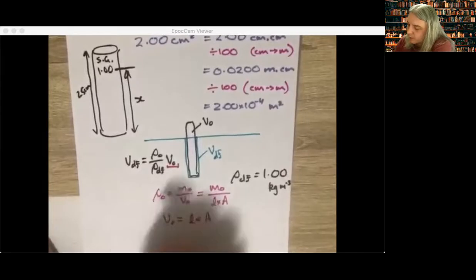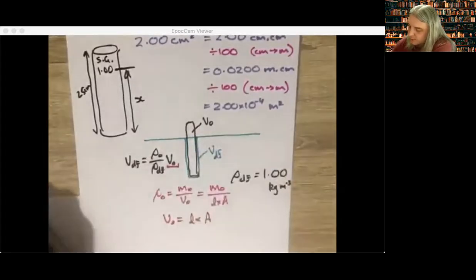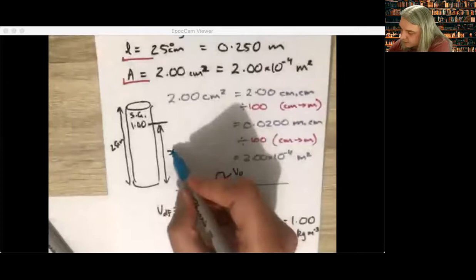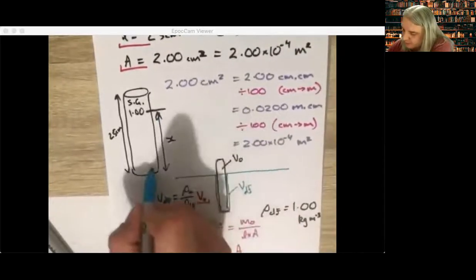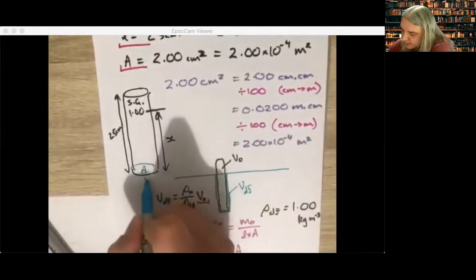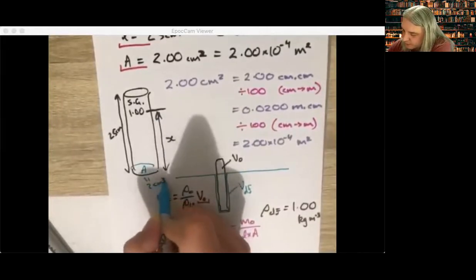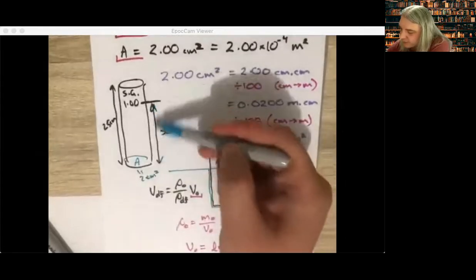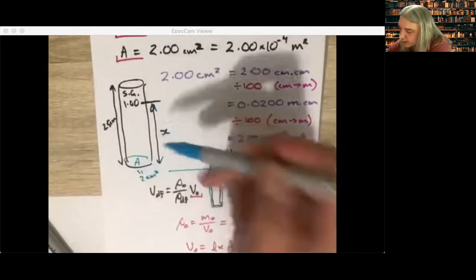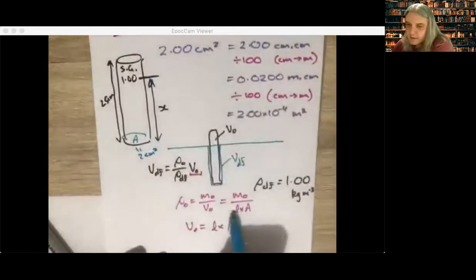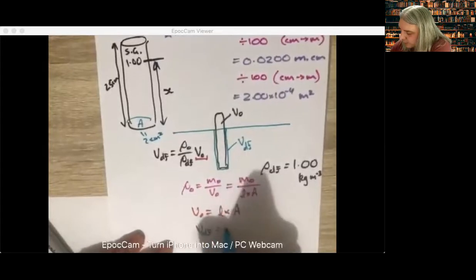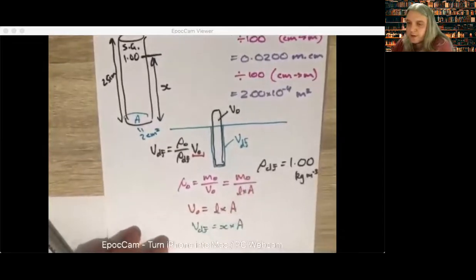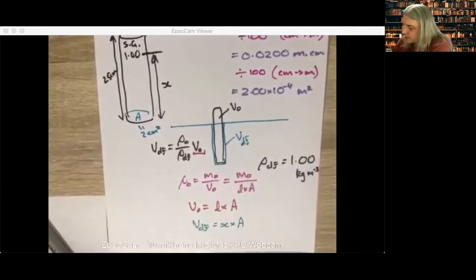And what we're looking for is this length here. See, I've got x defined as the distance from the bottom up to here. Remember that our area is still the same, 2 centimeters squared. So the volume of displaced fluid is going to be A times x, whereas the volume of our object was L times A. We're going to have our volume of displaced fluid equal to x times A. So now we actually have an equation that's got everything we know apart from x.